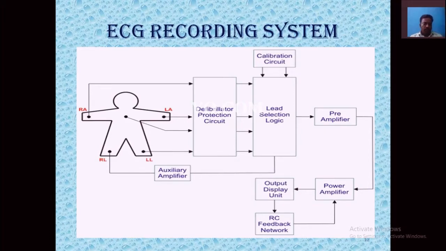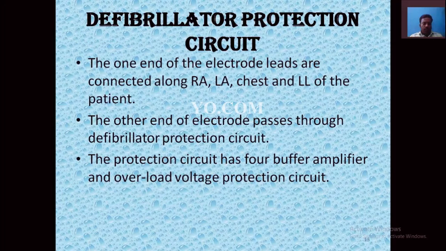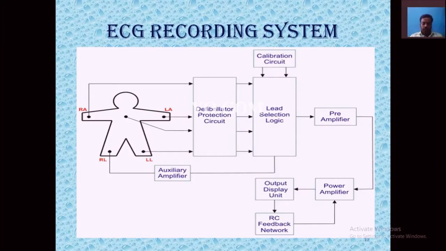This defibrillator protection circuit receives the input from the leads that connect the electrodes. This voltage range is very small, in the range of millivolts. The protection circuit has 4 buffers. What is a buffer? A buffer is a circuit that produces a 1:1 output. That means input equals output.